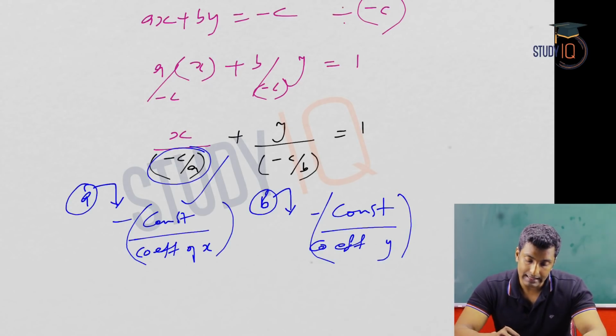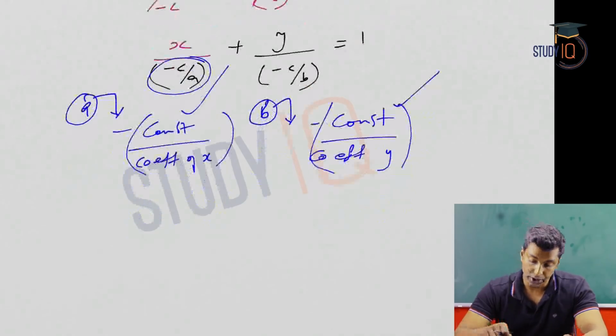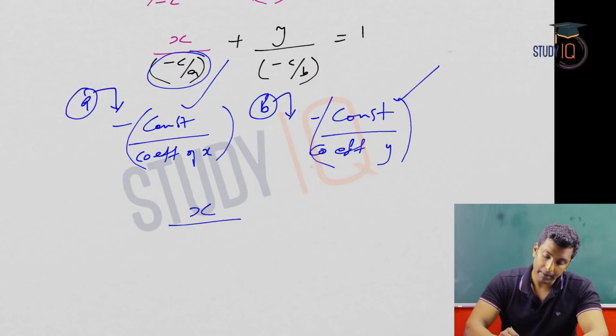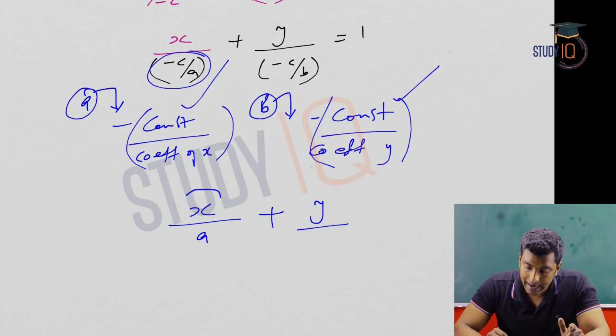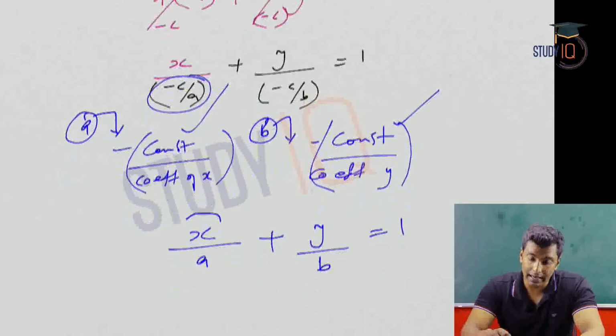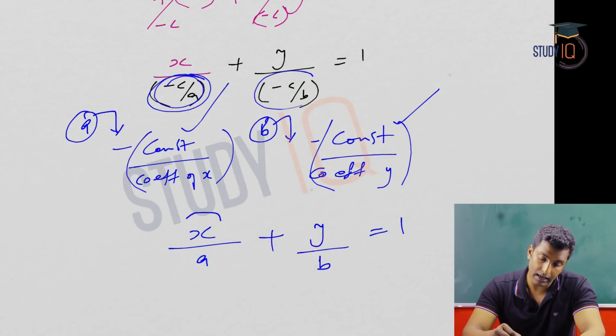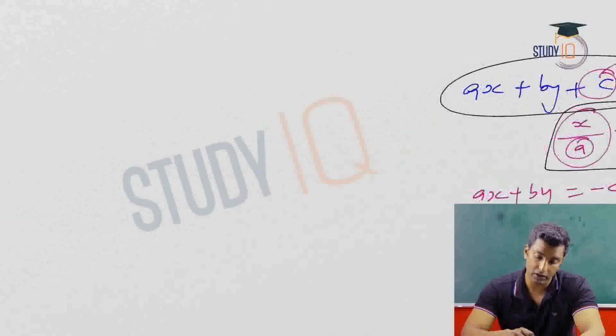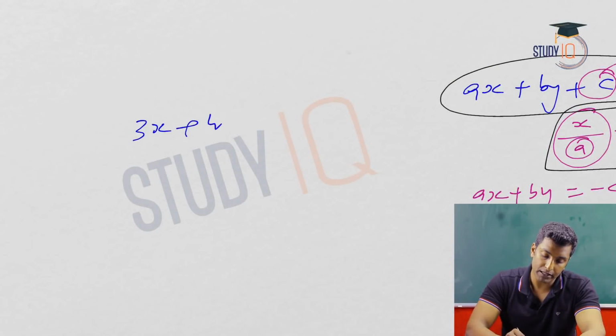So you got the x-intercept and y-intercept. So your answer will be x divided by x-intercept, that is a, plus y divided by y-intercept, that is b, equal to 1. So that you can easily do, right? These are given anyway in the equation. So if I am giving you just like this, 3x plus 4y minus 12 equal to 0.